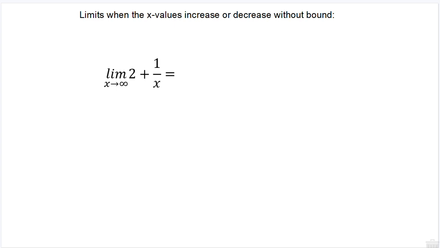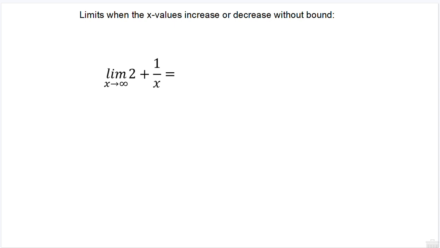Today we're going to talk about limits as we approach infinity, or limits as we approach negative infinity. In other words, what happens when the x values increase or decrease without bound. So we're just going to real quickly think about this first function here, 2 plus 1 over x, and think about what happens as the x values get very large. What happens as x goes towards infinity? What's the limit of our function? What y value are we approaching as the x values get exceptionally large?